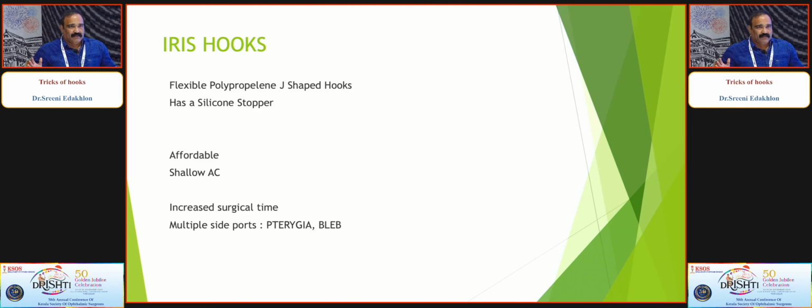I should not be telling this as a time issue, but for me personally, it matters because of the volume that I do. The good thing about these iris hooks is that they're not expensive, and it is not easy to put other pupil expanding devices in a shallow anterior chamber. There you can easily put it.